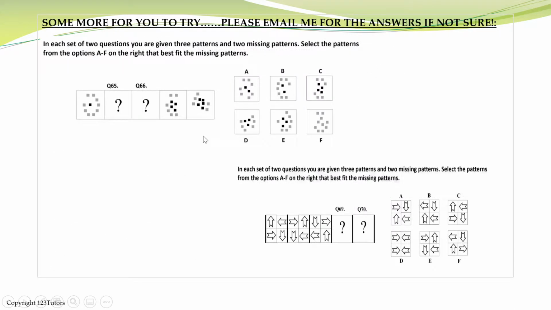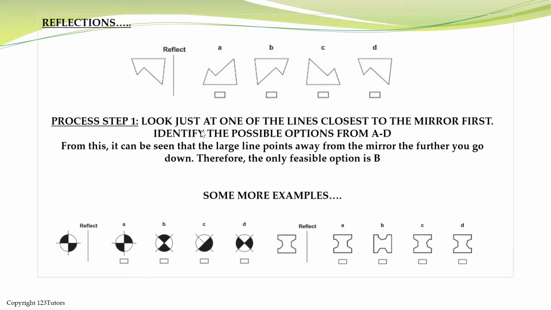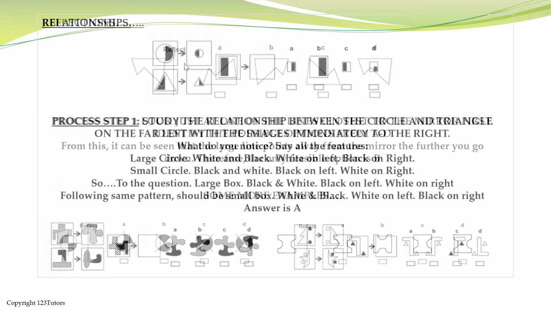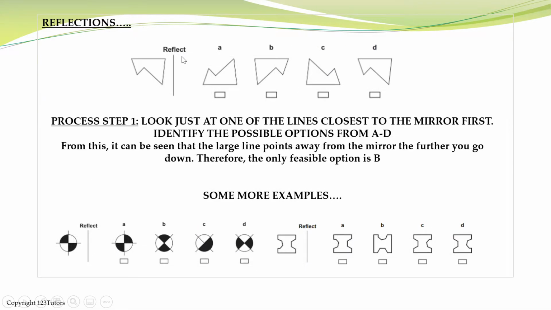A couple more for you to try there. Let's go to a reflection. And the way that I tackle these is I take the mirror and I look at the line closest to the mirror and just draw it myself, starting close to the mirror, pointing out. Therefore here, starting close to the mirror, pointing out. Close to the mirror, pointing out. So it's going to be a long line, starting there and going outwards.